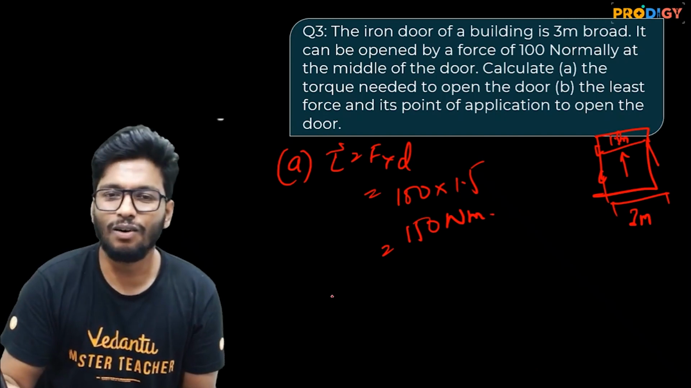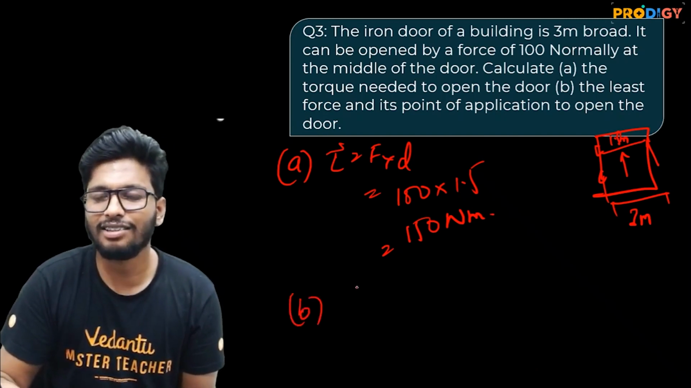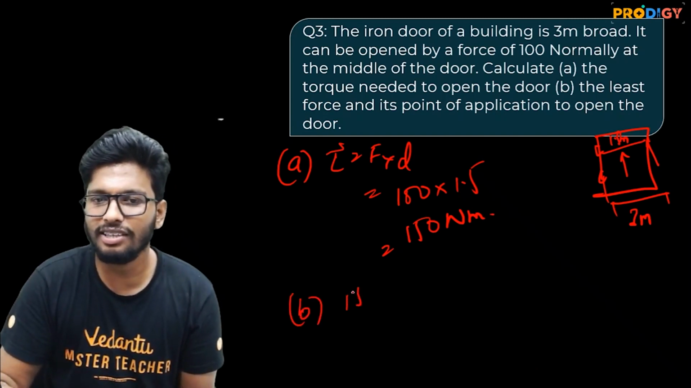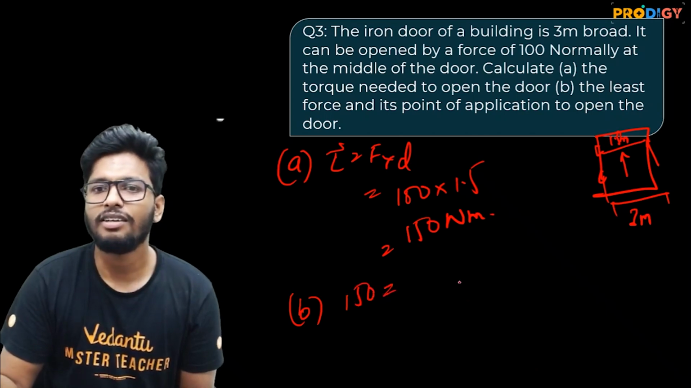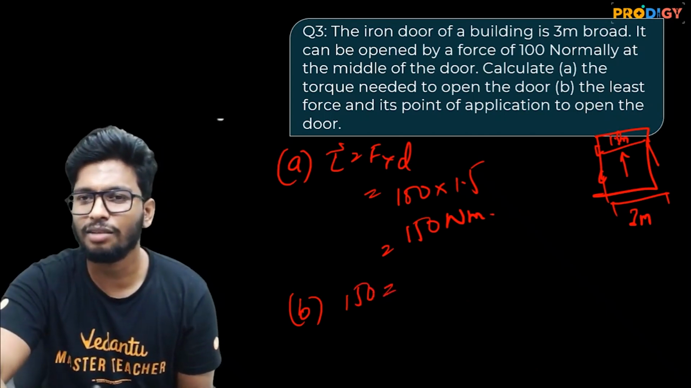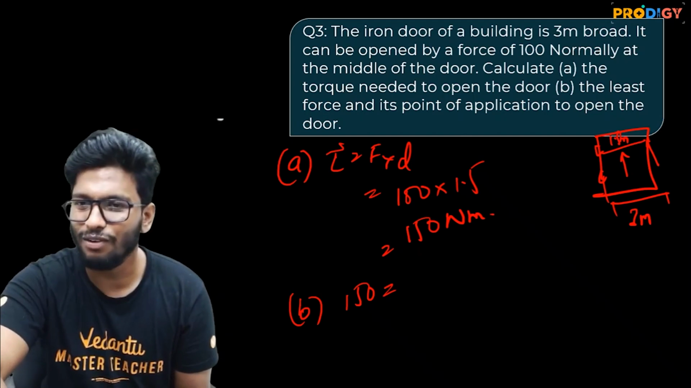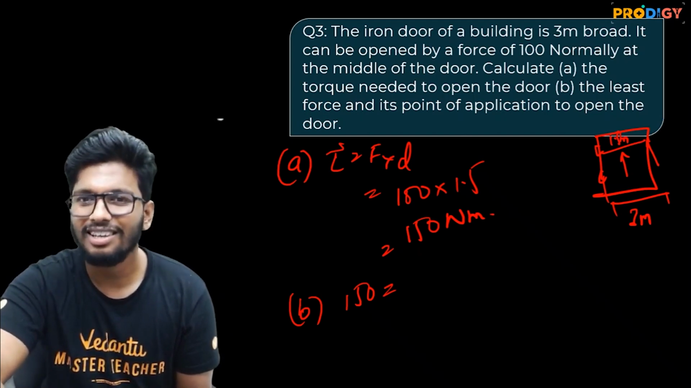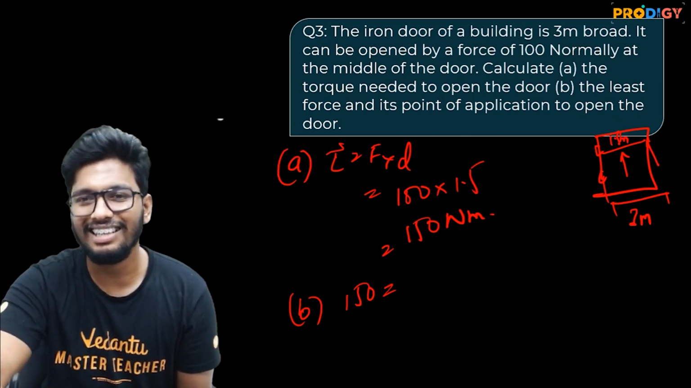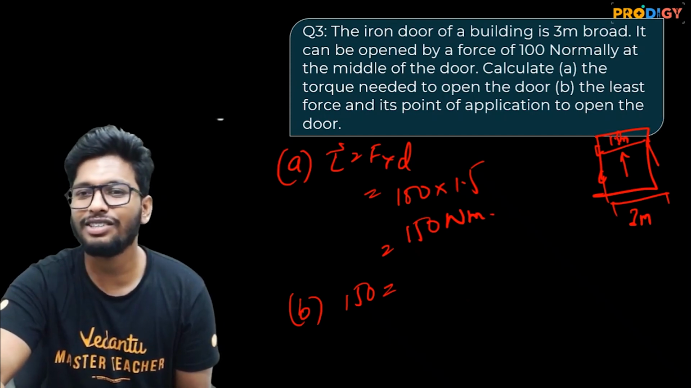Calculate what is the force. So in this case, people, the torque is 150 Newton meter itself. Calculate the least force and its point of application.